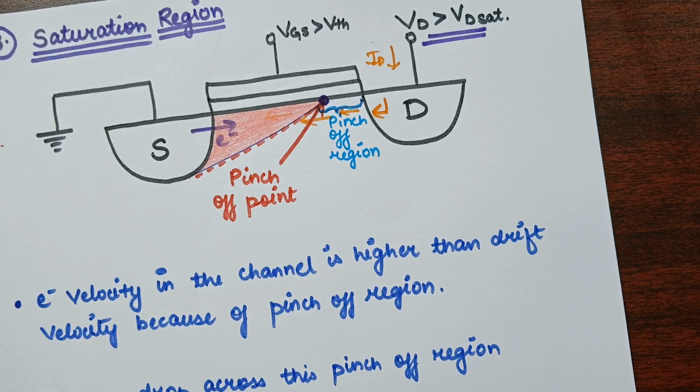Okay, so these are the three regions in which the MOSFET will be operated. If you have any queries related to this, please comment down, and in my next video I will be teaching the MOSFET current voltage characteristic.